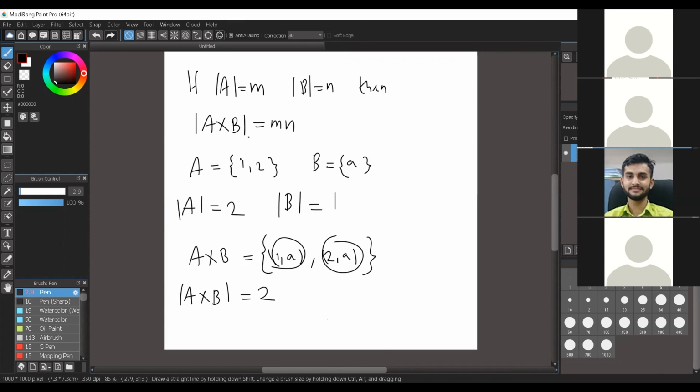Now just substitute the values. Modulus of A cross B is equal to m times n, and what is A cross B we have here? 2. The modulus of the complement of A and B is 2 times 1: modulus of A is 2, modulus of B is 1. So 2 times 1 equals 2.